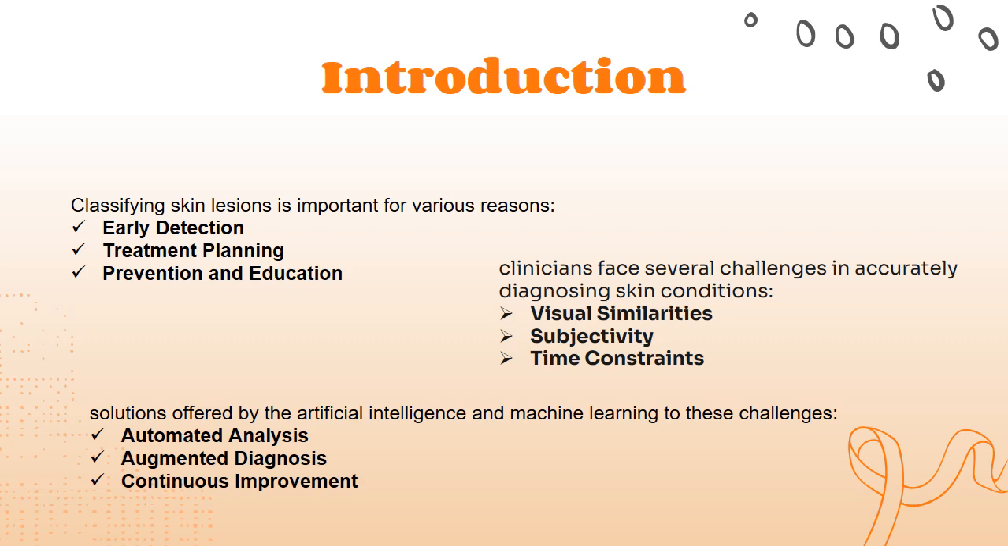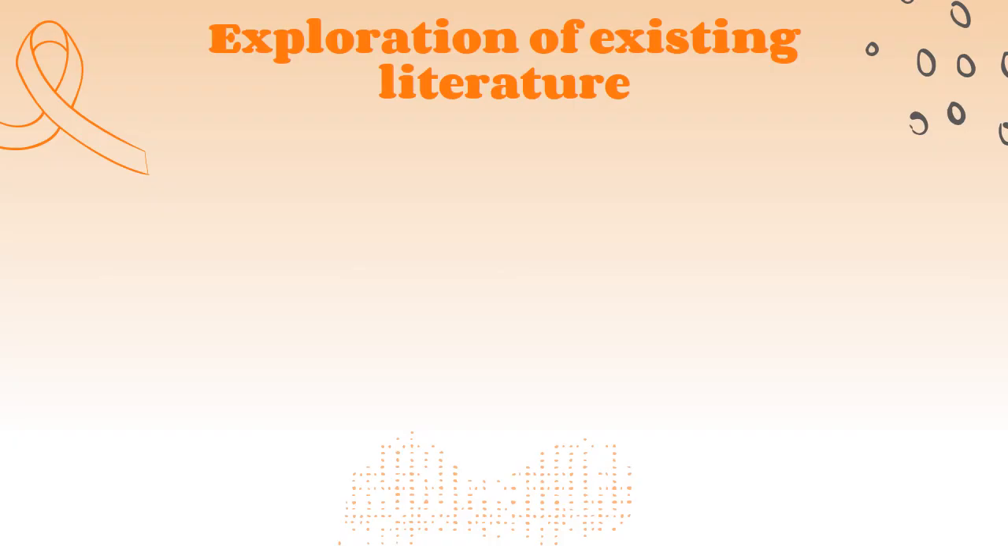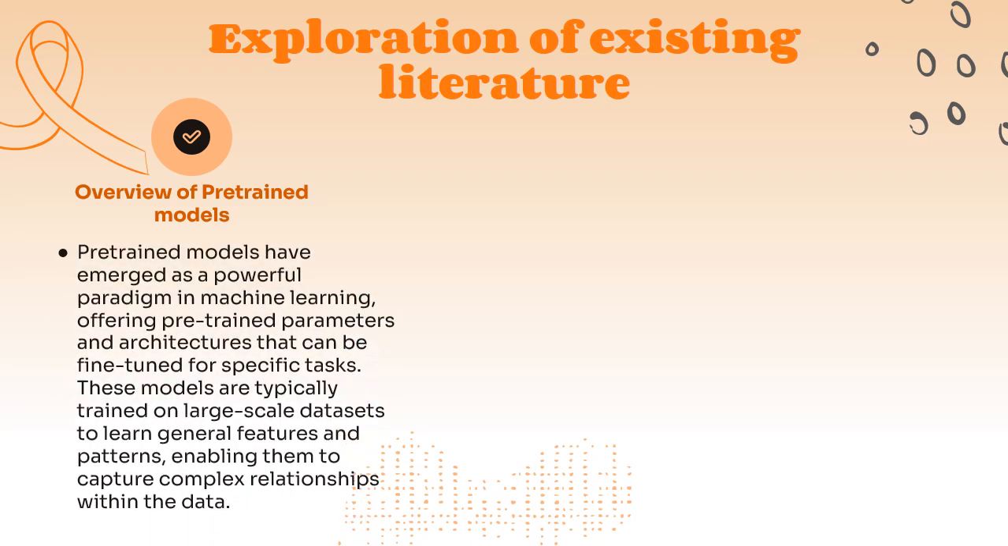Well, now that we have finished with the introduction, we move to the exploration of existing literature. Here we are going to have an overview of pre-trained models. Pre-trained models have emerged as a powerful paradigm in machine learning, offering pre-trained parameters and architectures that can be fine-tuned for specific tasks. These models are typically trained on large-scale datasets to learn general features and patterns, enabling them to capture complex relationships within the data.